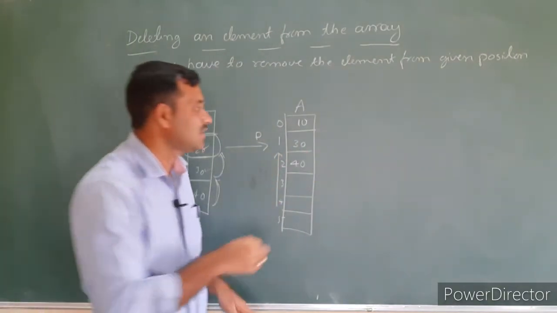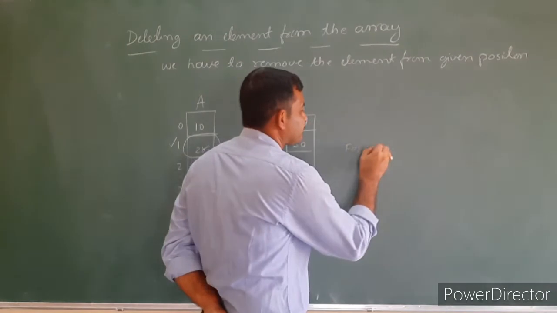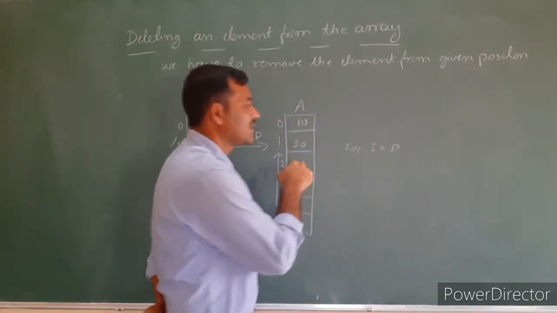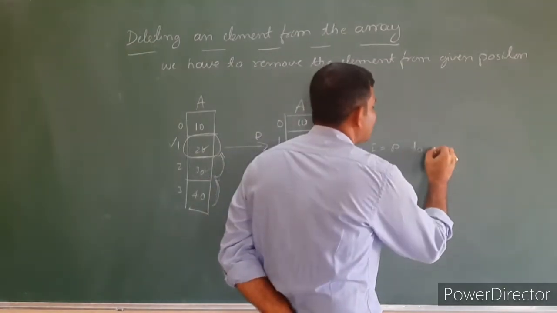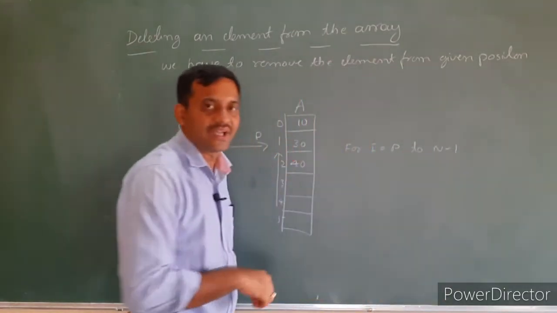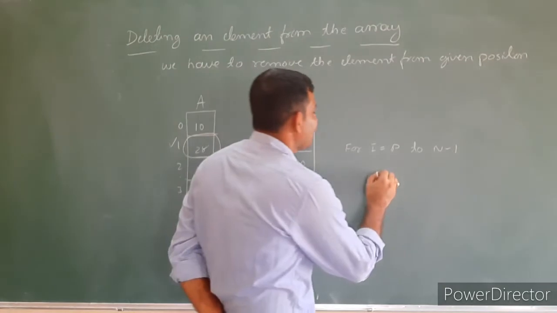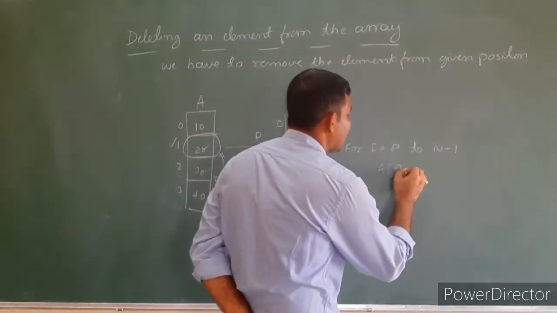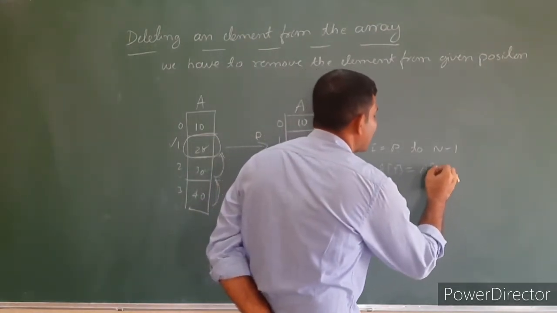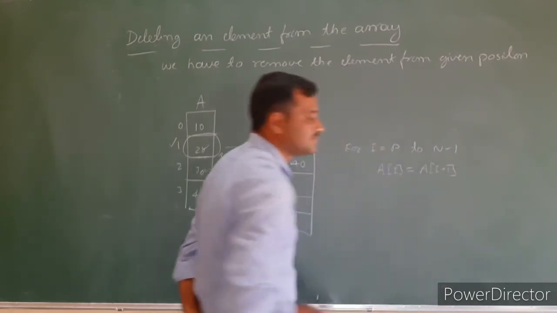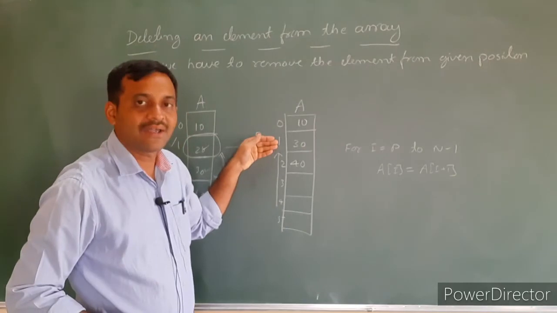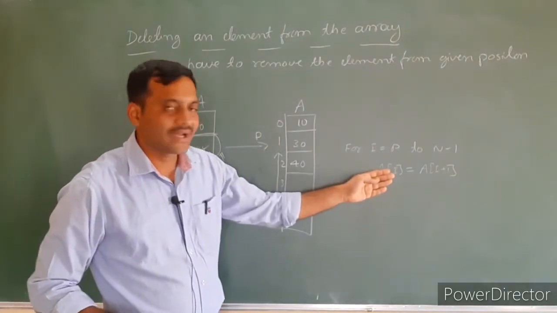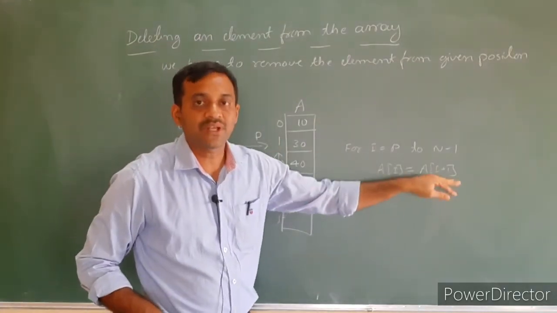How is it possible? For I equals P, we start the index value from the position P up to n minus 1. For the A of I position, we assign the A of I plus 1 position value. What is the value of I? That is the given position. Here the I value is 1. So to A of I we assign the next value, the I plus 1 value.